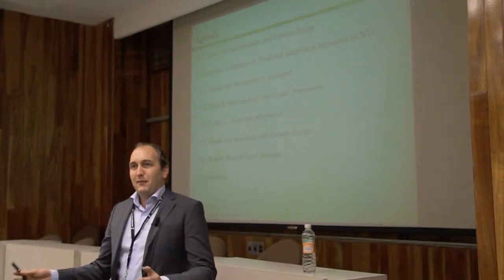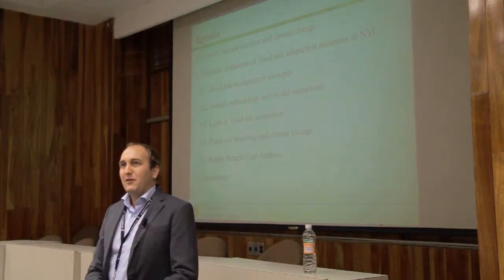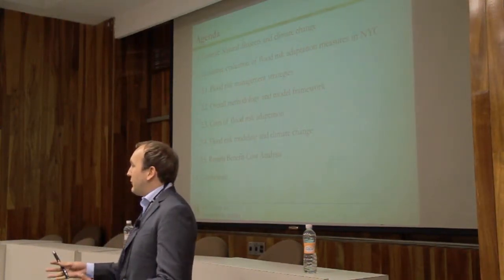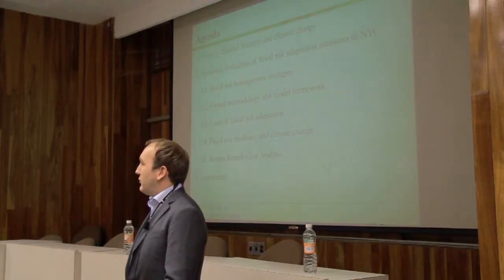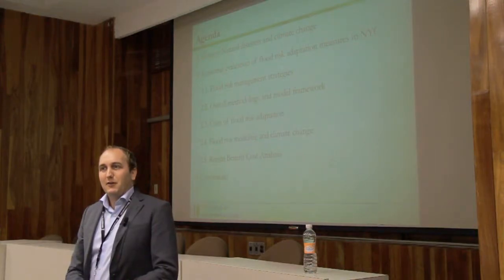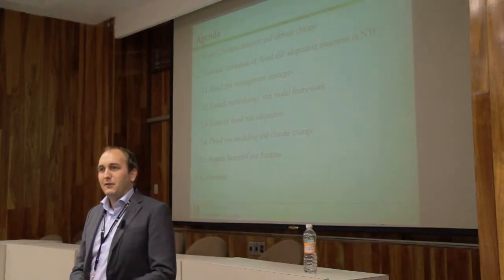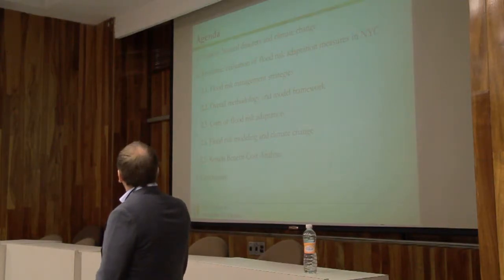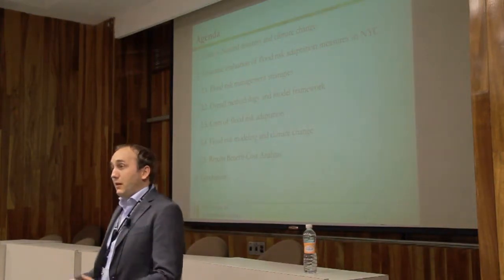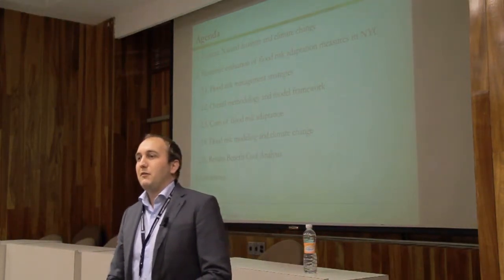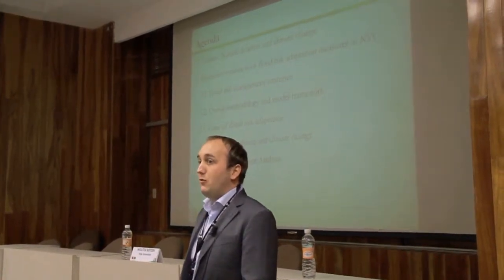So I'll start with discussing the broader context about natural disasters and climate change, because this sounds very abstract always, but I think it's actually very concrete. So many of us have already seen large disasters on television which are somehow related to climate change or could be exacerbated by it. Then I'm going to discuss in more detail the study that we did for the economic cost-benefit analysis of flood risk adaptation measures in New York City.